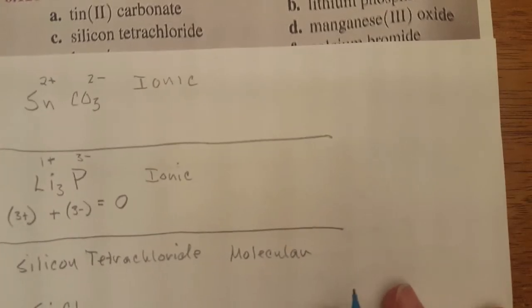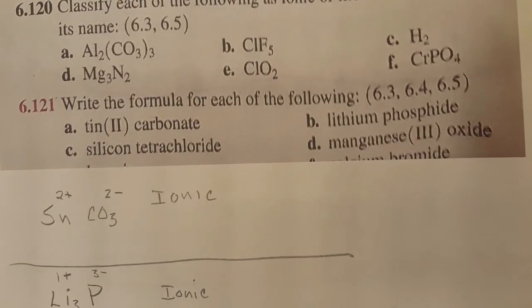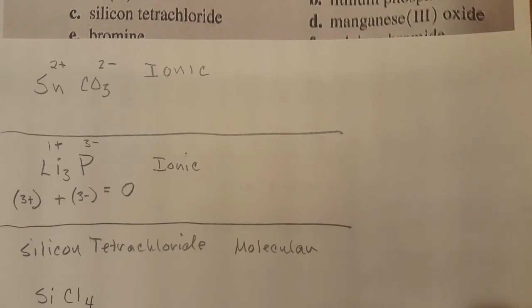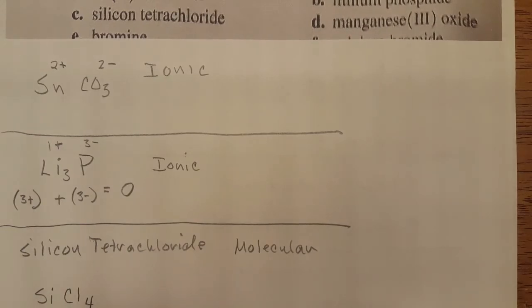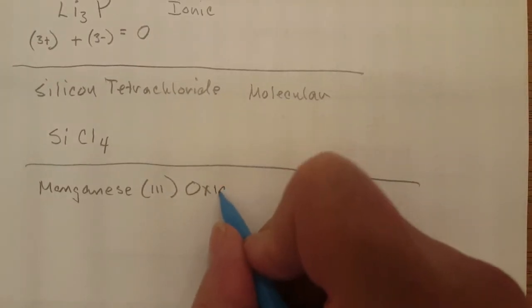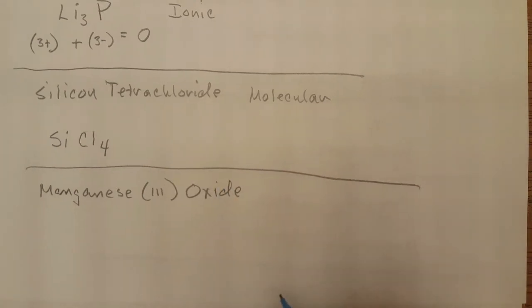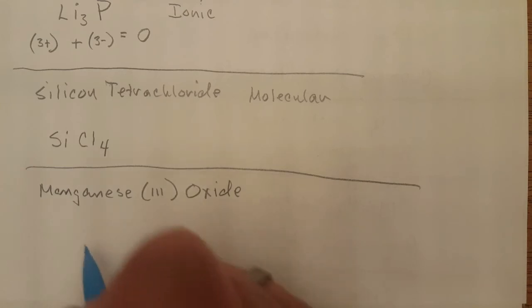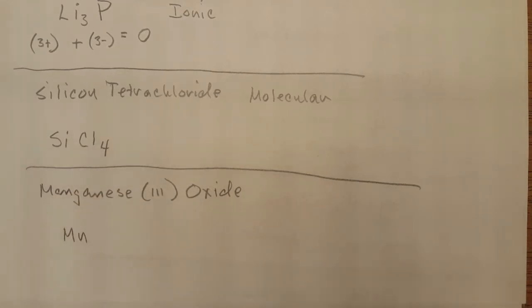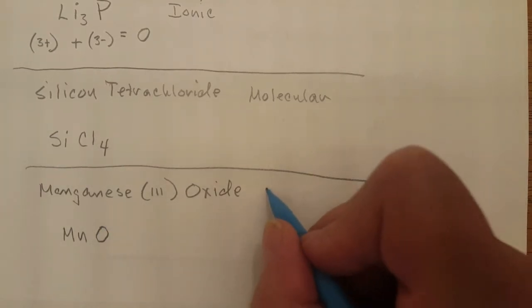Okay, let's do the next one, which is manganese 3 oxide. Manganese 3 oxide. So you write down the symbols, which are Mn and O for oxide. Is this a metal or non-metal? Manganese is a metal, so it's ionic.